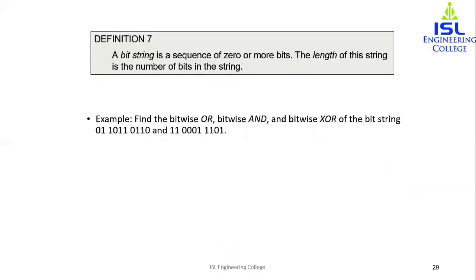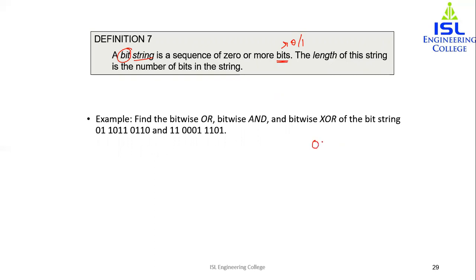Next, what do you mean by a bit string? A bit string is a sequence of 0 or more bits. A string, if you remember, is a sequence of characters. Since it is supposed to be a bit string, it will have bits, and bits are either 0 or 1. So a string made up of 0s and 1s is a bit string, and the length of the string is the number of bits in the string. Now we have to find the bitwise OR, bitwise AND, and bitwise XOR of the strings.